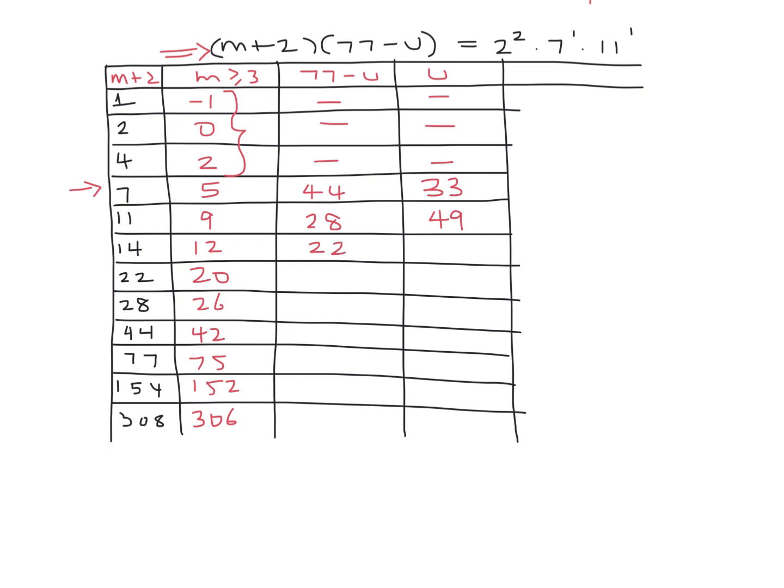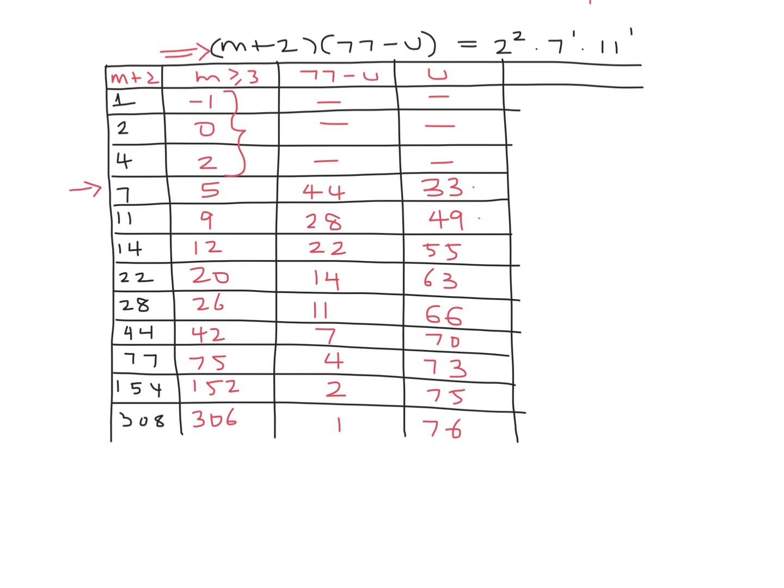This is 22 and 55. This is 14 and 63. And this is 11 and 66. This is 7 and 70. This is 4 and 73. This is 2 and 75. And this is 1 and 76.